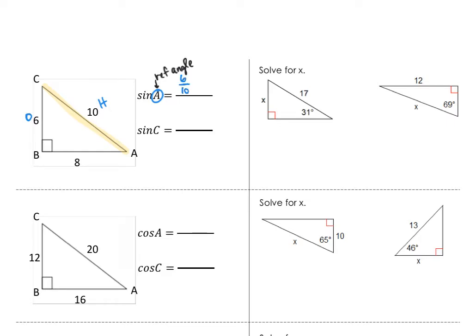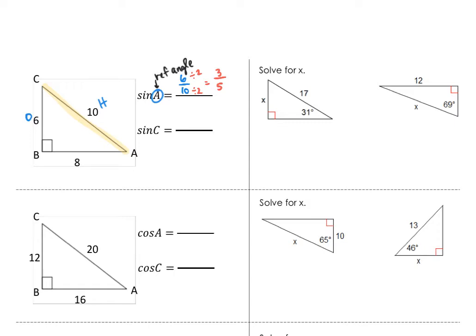I do want you to reduce these fractions. To reduce it, think about what number you can divide the top and the bottom by. Since 2 goes into 6 and 2 goes into 10, to simplify, we can divide the top and the bottom by 2. So 6 divided by 2 is 3, and 10 divided by 2 is 5. So sine A is 3 over 5.